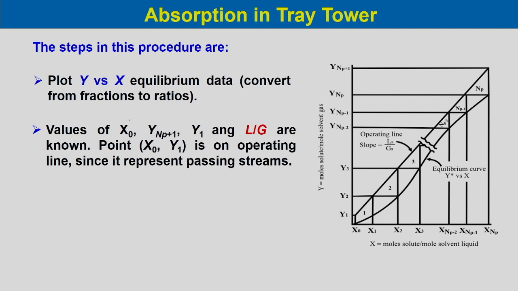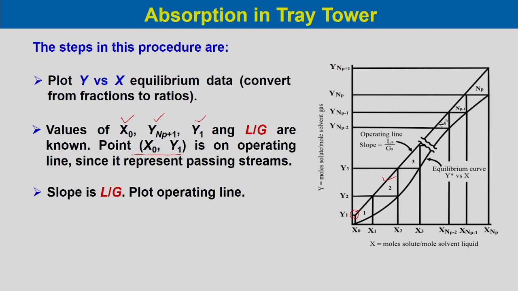So, all these points are the inlet composition for the liquid, the inlet composition for the gas, and the exit composition for the gas, and L by G, these are known. So the point x naught, y 1 is known on this point. The operating line represents the passing streams. So this is known to us, and the slope L by G we know. With that we can plot the operating line.